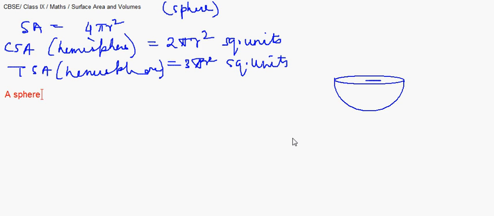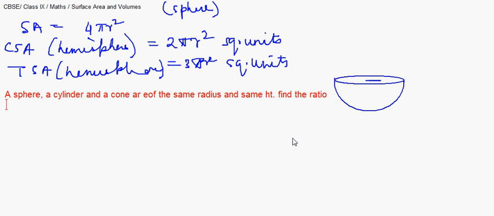A sphere, a cylinder, and a cone are of the same radius, and same height. We have to find the ratio of their curved surfaces.